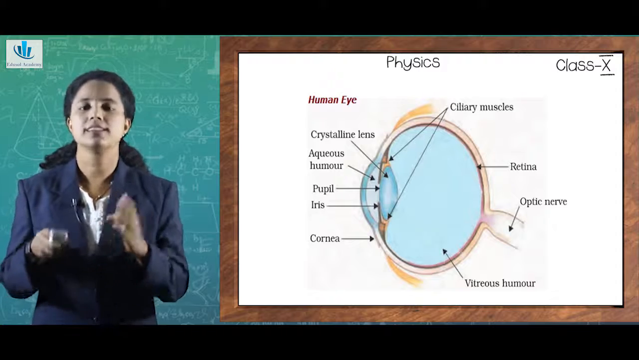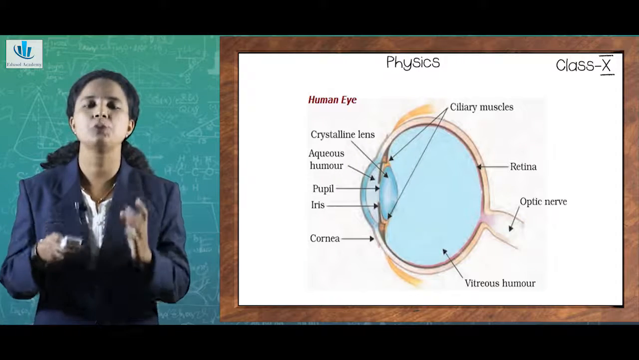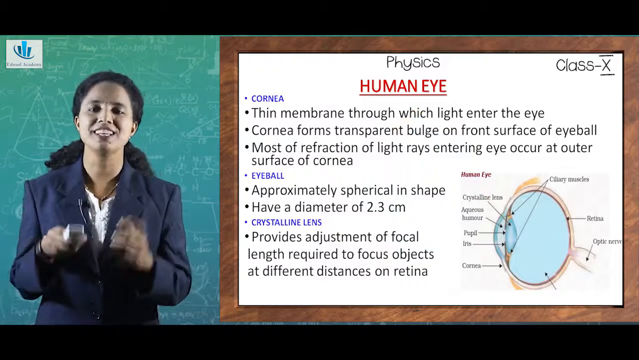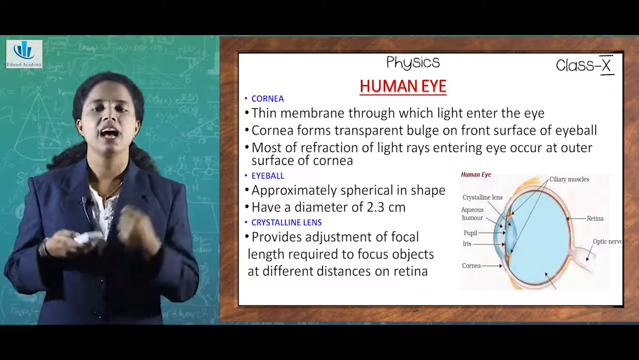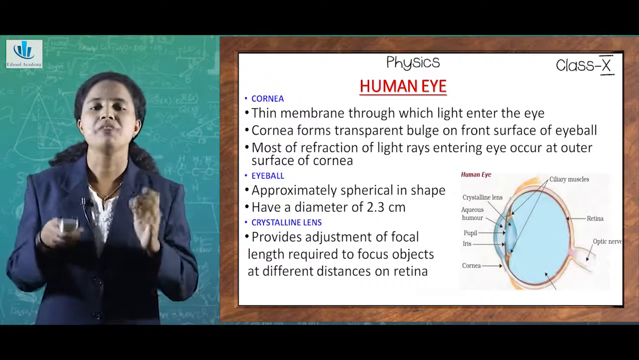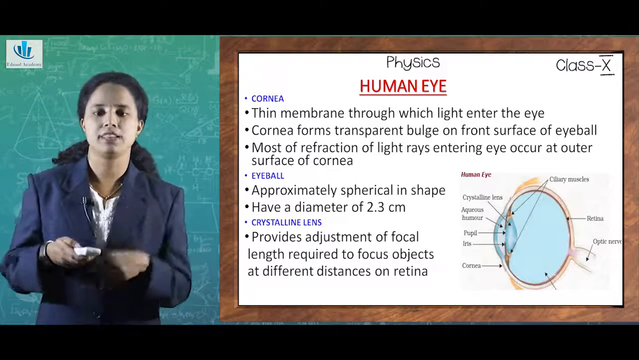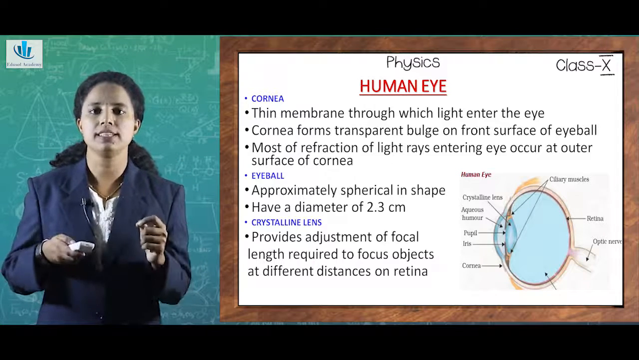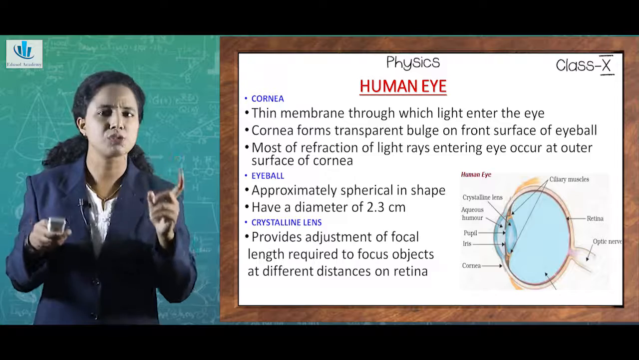The crystalline lens is yet another important part of human eyes. What may be the duty of the crystalline lens? Of course, it's a lens, isn't it? So the crystalline lens has the very important function of adjustment of the focal length, which is required to focus the objects at different distances on the retina.